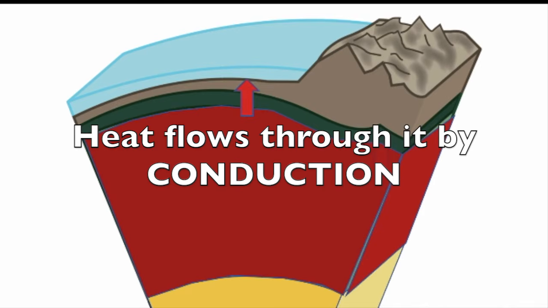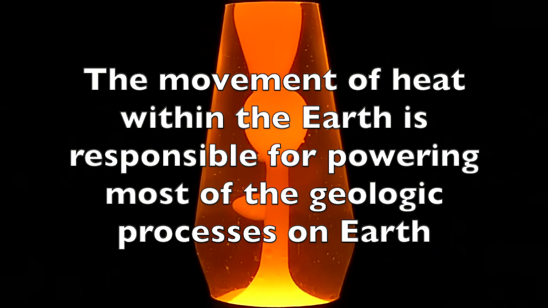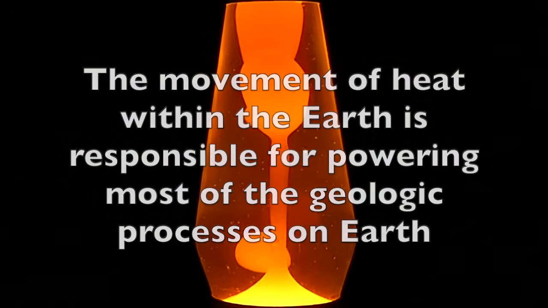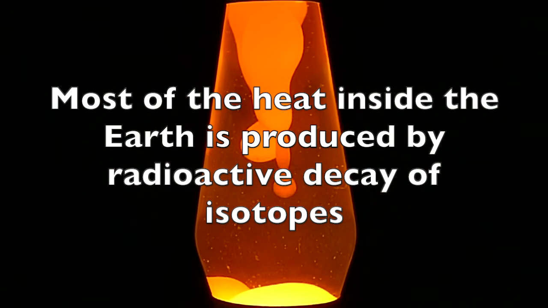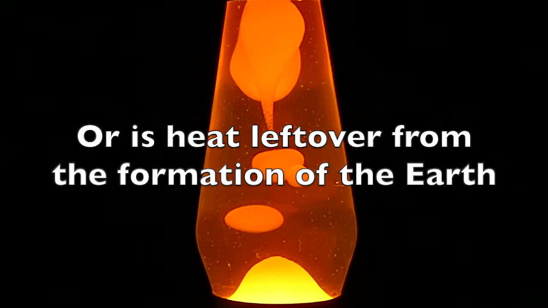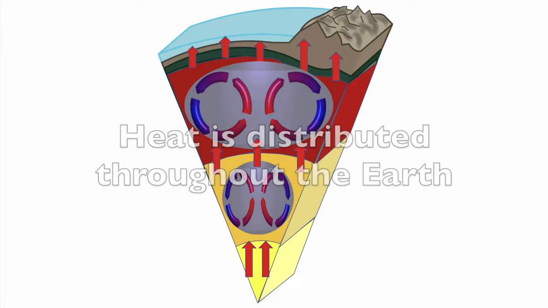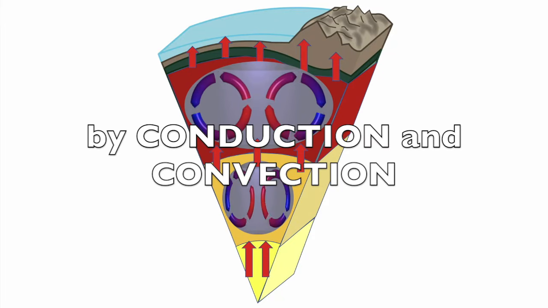As for the crust, because the crust is solid, heat flows through it by conduction. In summary, the movement of heat within the Earth is responsible for powering most of the geological processes on Earth. Most of the heat inside the Earth is produced by radioactive decay of isotopes, or is heat left over from the formation of the Earth. Heat is distributed throughout the Earth by conduction and convection.